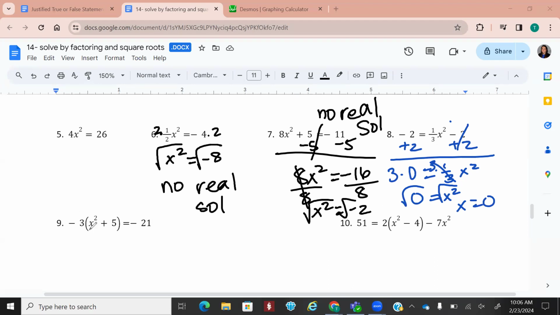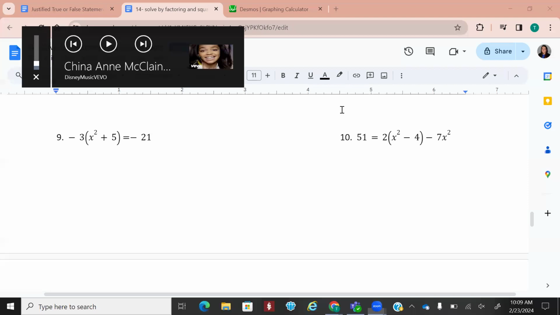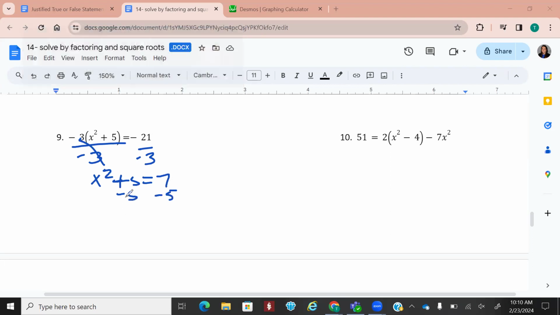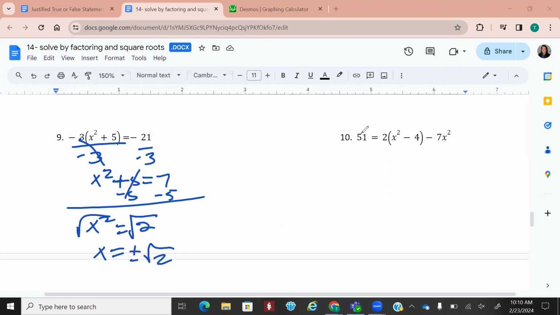Can you try number 9 and 10? Okay, so in order to get x by itself, we're going to divide by negative 3. That's going to give me x squared plus 5 equals 7. I'm going to subtract 5. That's going to give me x squared equals 2. When I take the square root of both sides, I'm going to get x equals positive and negative square root of 2.